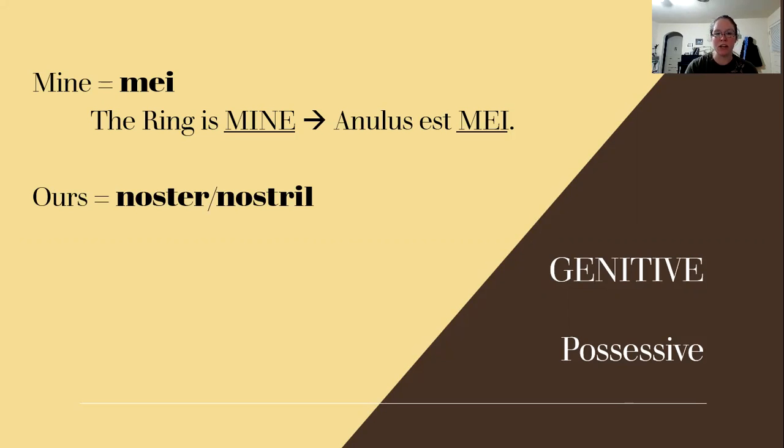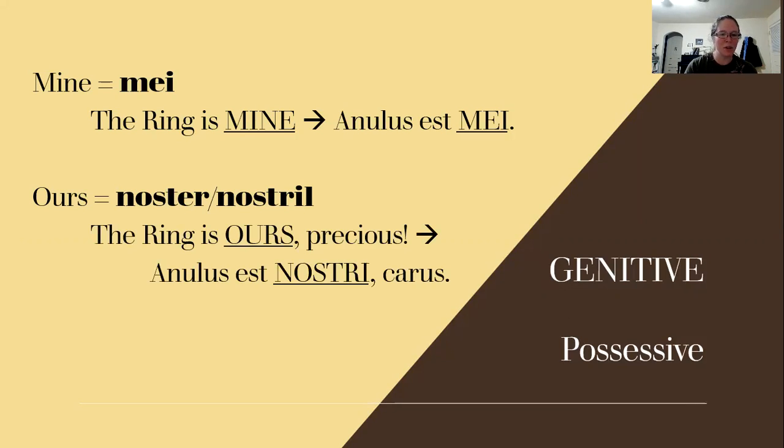Ours can either be noster or nostri. I apologize for nostril on the screen there. Autocorrect is annoying. Should be nostri, no L there. The ring is ours, precious. Anulus est nostri, carus. So nostri is the one I chose to use there. Or I could have said anulus est noster, carus. Either one.